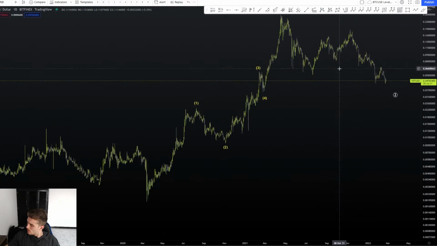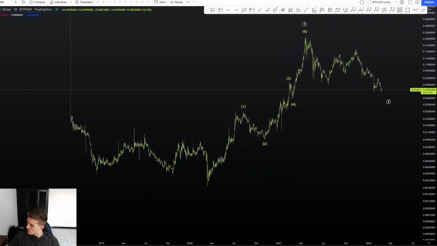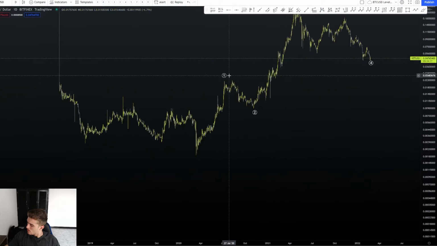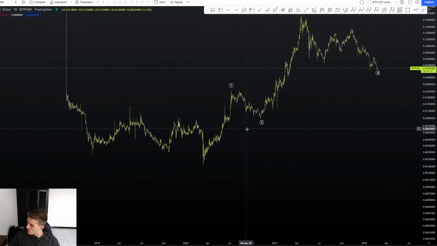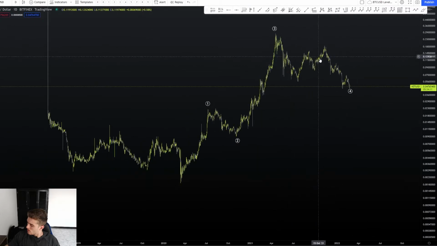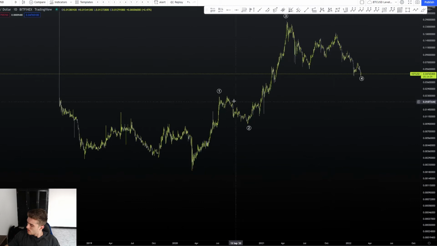I think a more likely count would be this one right here, where instead of calling this a 1, 2, we're actually going to be calling this a 3, 4 up here. So this would be a primary 1 here, primary 2 here, and this would be a primary 3 up here. Now you guys could probably see this wave 4 is also very long compared to this wave 2.